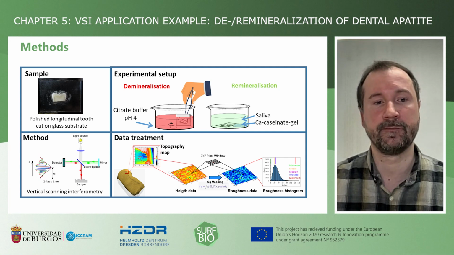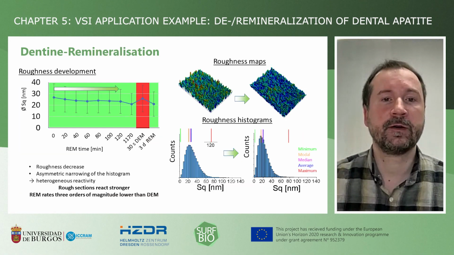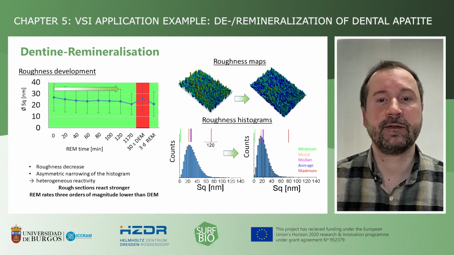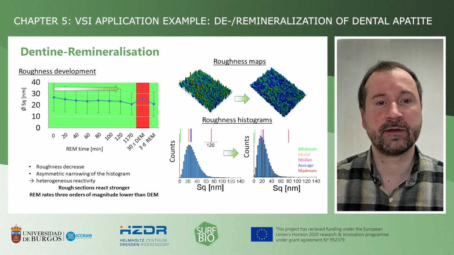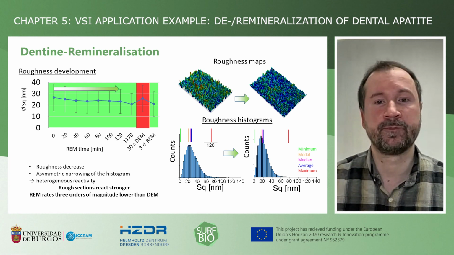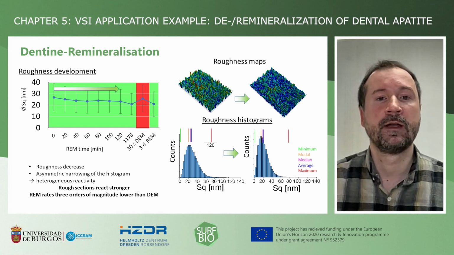distribution on the sample. As can be seen here for the remineralization of dental dentine, the roughness as given by the average SQ parameter of the surface decreases with remineralization time. This is also readily seen in these 3D representations of the roughness maps.